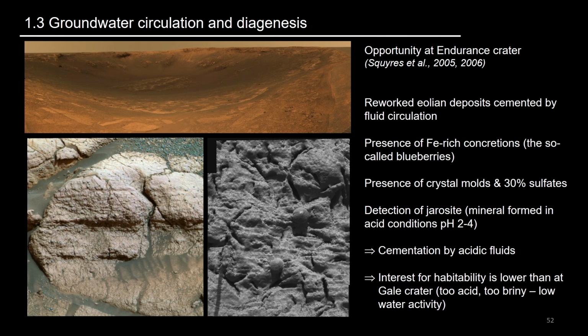So it's of interest for habitability, but it's clearly lower than what we found at Gale Crater or with Perseverance, because here we have something really acidic, really briny, and with very low water activity compared to Gale Crater or Jezero. So it's probably of lower interest for exobiology, but still one of the past environments of Mars. And you can see already with Gale, Jezero and here, we have different environments and different conditions, depending on locations. So you don't have just one early Mars environment, we have several early Mars environments.